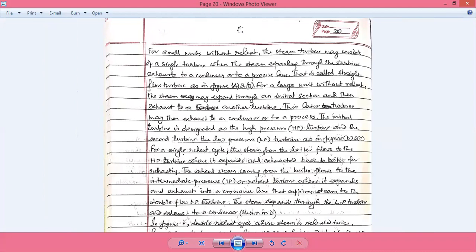Actually, what happens here, for a small unit with reheat, the steam turbine may consist of a single turbine, where the steam expands through the turbine exhaust itself.